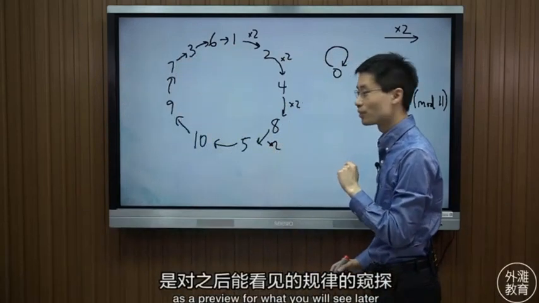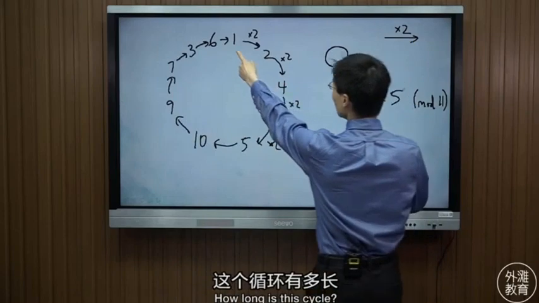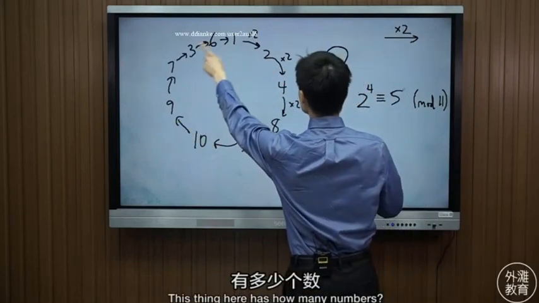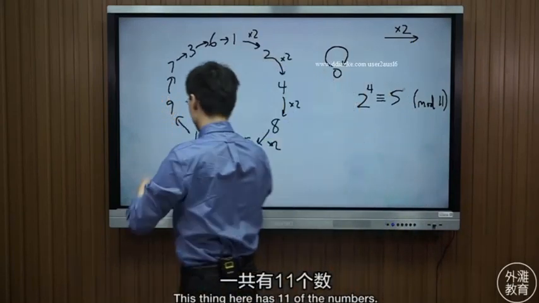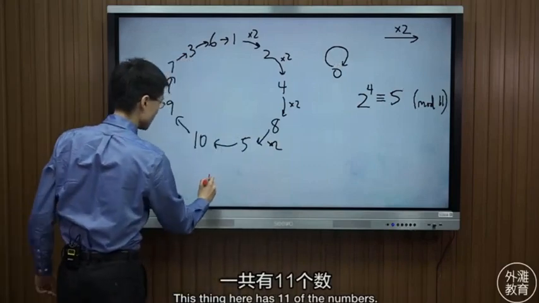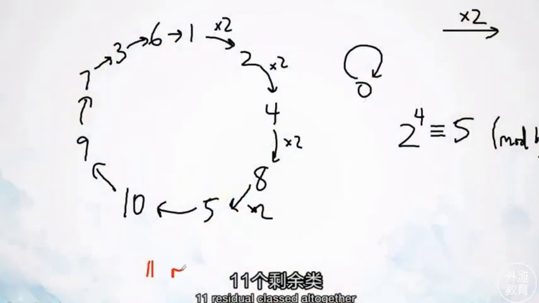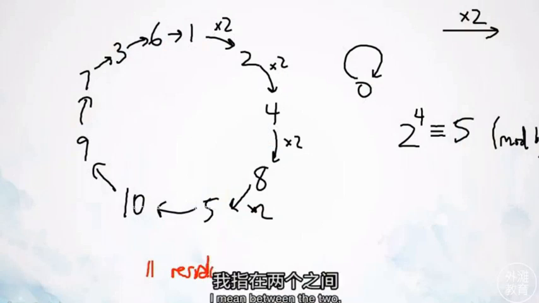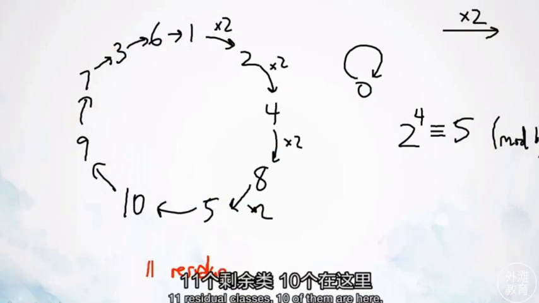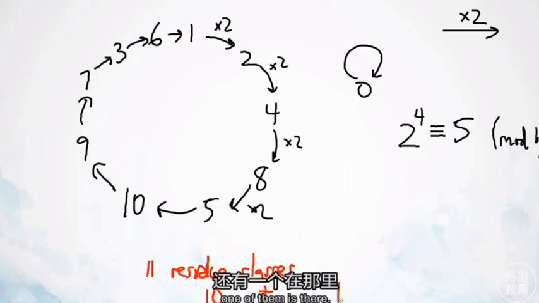As a preview for what you'll see later, how long is this cycle? This thing here has how many numbers? This thing here has 11 of the numbers. 11 residue classes altogether. I mean, between the two. 11 residue classes. But those 11 residue classes, 10 of them are here, 1 of them is there.